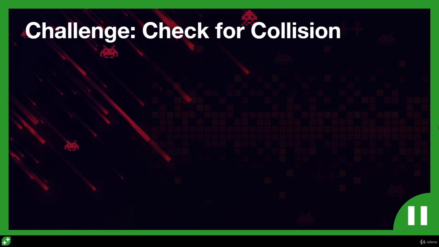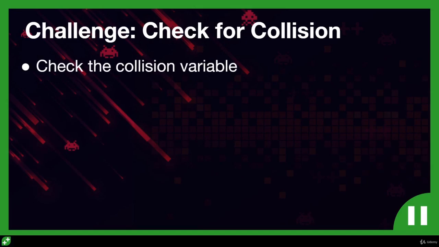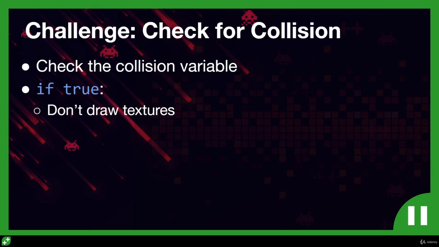So now for your challenge. I want you to check the collision variable with an if statement. And if it's true, don't draw the textures. But if it's not true, draw the textures. This way, we'll stop seeing Scarfy in the nebula hazards if we have a collision. Pause the video and add this now.